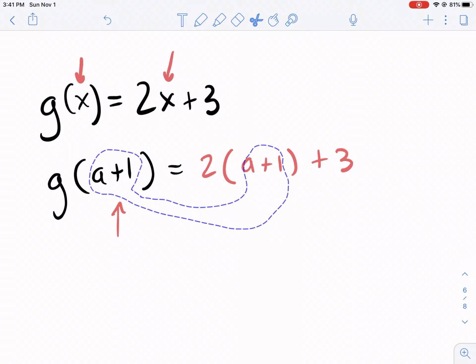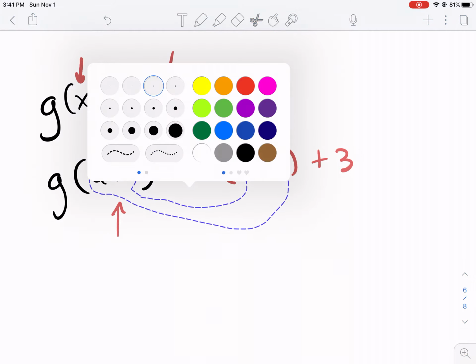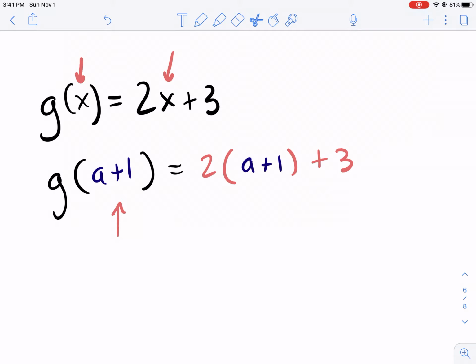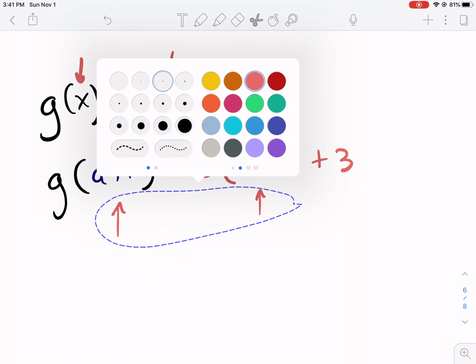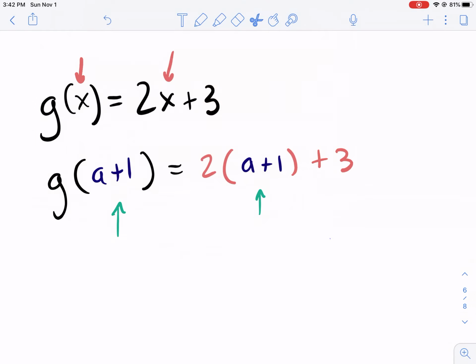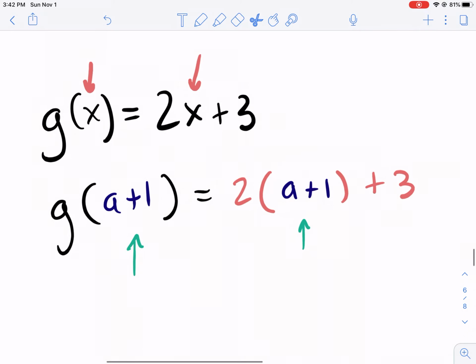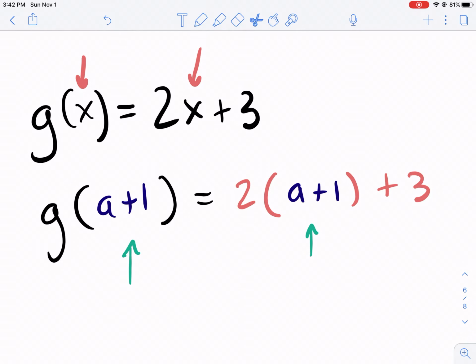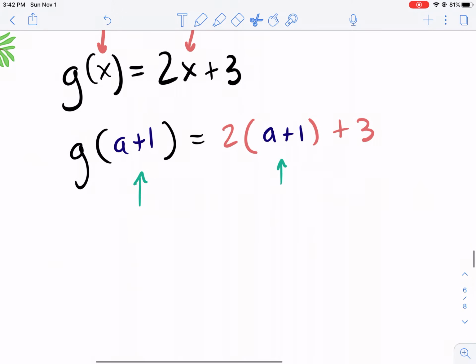Let me change the color here. Let's make it this dark blue color. Okay, so those need to match. They always need to match here. Okay, let me change this to green just so it stands out a little bit more. You can always pause the screen and follow along, but this is basically the overriding principle, the x and x in the top, but if we change it to a plus 1, we replace the x with a plus 1.